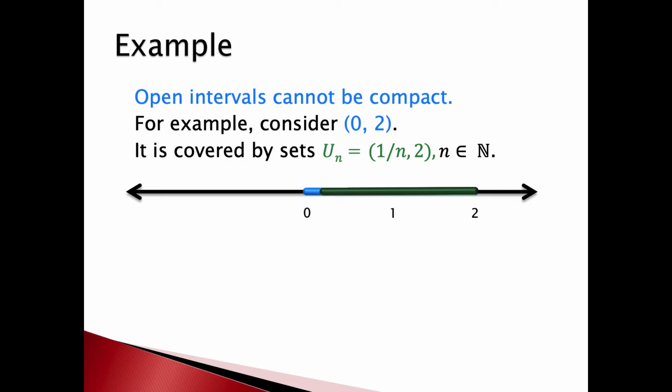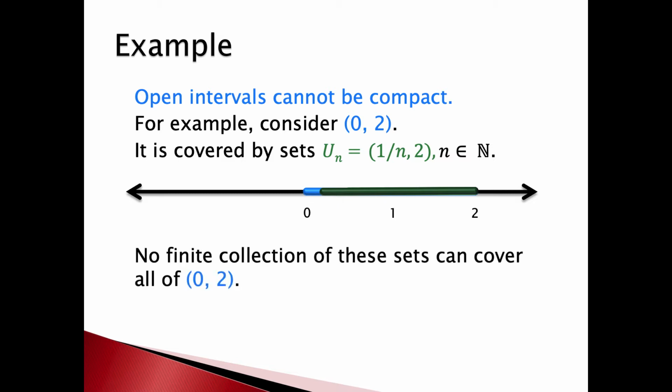If I only took finitely many of them? Well, if I ever took finitely many of them, then that would still leave me some blue uncovered. Okay? So it would take infinitely many of them before we finally get every blue point covered. So no finite subcollection of these sets can cover all of 0 to 2. Therefore, I've created an open cover that doesn't have a finite subcover.